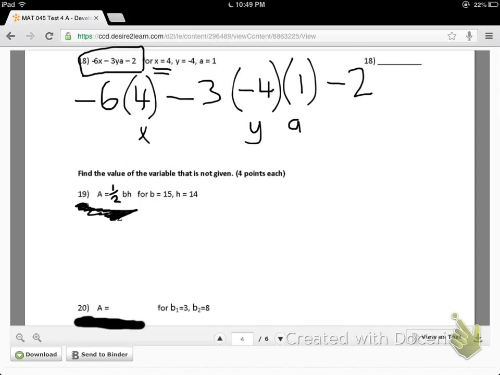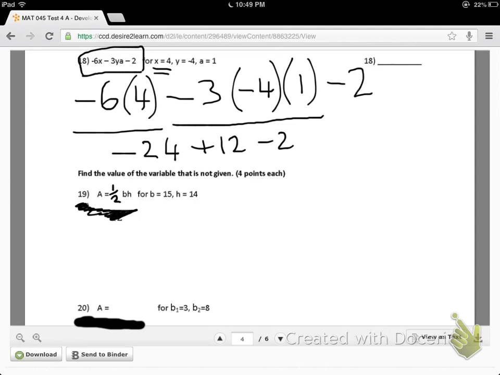Now it's just order of operations. Okay, let's get rid of this. Negative 6 times 4 is negative 24. Then, you don't really have to think of this as a subtraction. You can think of this as all one problem. What's negative 3 times negative 4 times 1? Well, negative 3 times negative 4 is positive 12. Times 1 is still positive 12. And then take away 2. So that's what I'm doing.